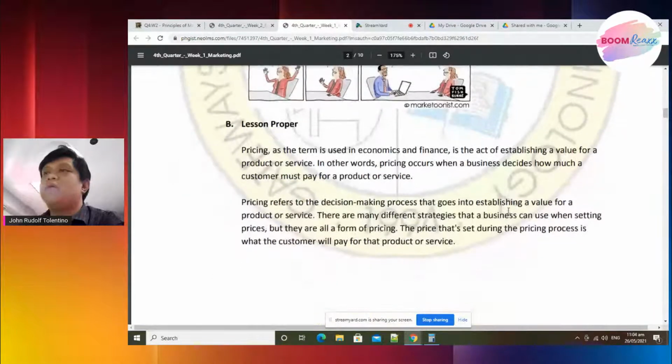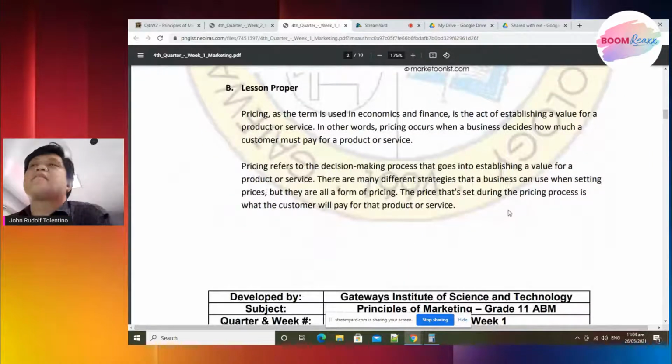And we go tayo with lesson proper natin. So pricing as a term is used in economics and finance. It is the act of establishing a value for a product or service.